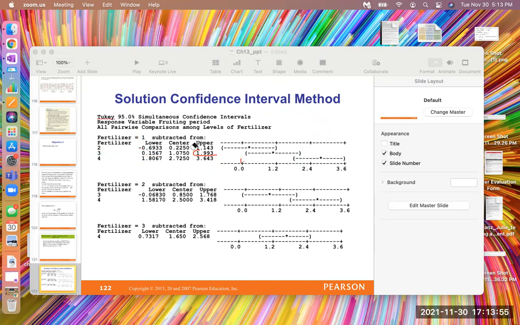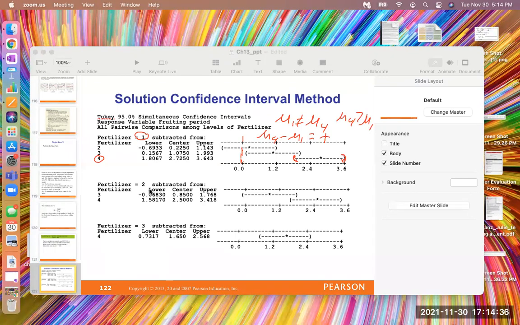Then when we look at the last one, from 1 and 4, they're comparing 4. It does not include 0, because 0 is over here, right? And that's not included in these parentheses. So that we are convinced that the mean of 4 is not equal to the mean of 1. They did the mean of 4 minus the mean of 1, and they're saying it's positive. It's really big positive, actually. So they're saying the mean of 4 is larger than the mean of 1.